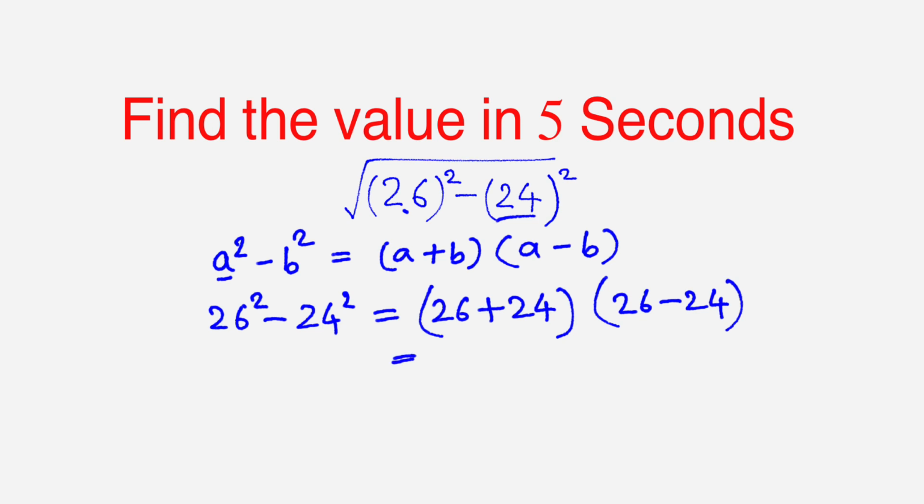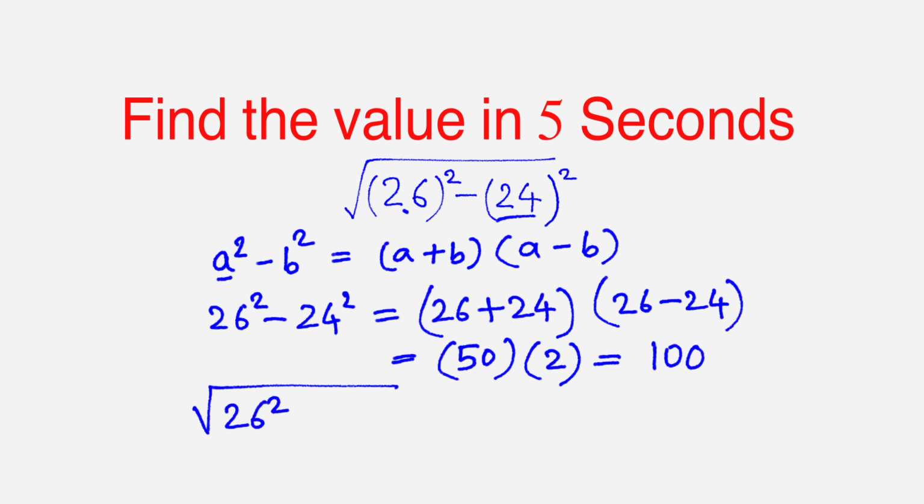And what do we get? We get 50 by adding 26 and 24, and subtracting 24 from 26 we get 2, which gives 100. Now the final step is we have to find the square root of this value. So we have to find the square root of 26 square minus 24 square. To do that, we'll just find the square root of 100, which is 10.